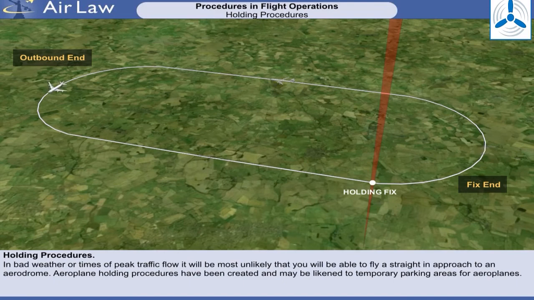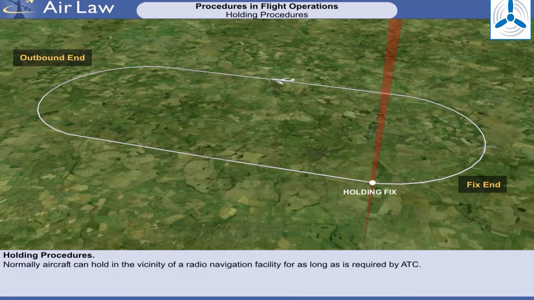In bad weather or times of peak traffic flow, it will be most unlikely that you will be able to fly a straight-in approach to an aerodrome. Aeroplane holding procedures have been created and may be likened to temporary parking areas for aeroplanes. Obviously, aeroplanes can't stop, but they can remain in the vicinity of a radio navigation facility for as long as is required.